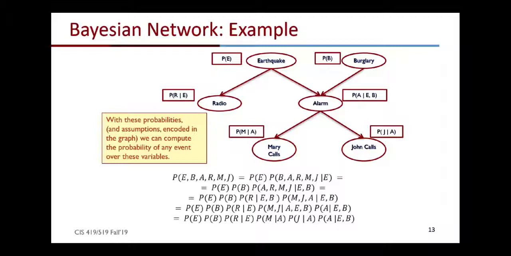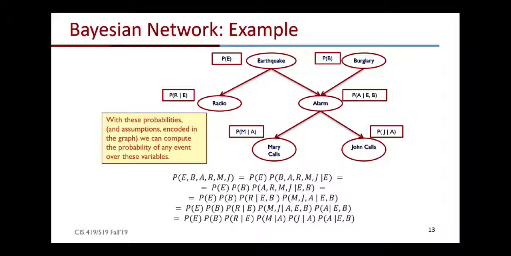Let's just copy again. We have P of E, P of B, P of R given E and B. I can rewrite it. What can I write instead of P of R given E and B? R is independent of B given E, which is its parent. So instead of P of R given E and B, I copy it here as just P of R given E. And this I rewrite as P of M, J given A, E, B times P of A given E and B. Again, I'm copying the first three here. Now, let's look at M and J given A, E, B. M and J are independent given A. So I can decompose this to be P of M given A, P of J given A.